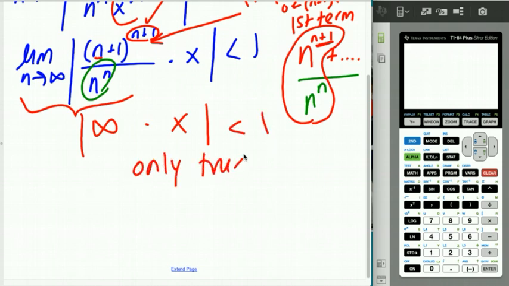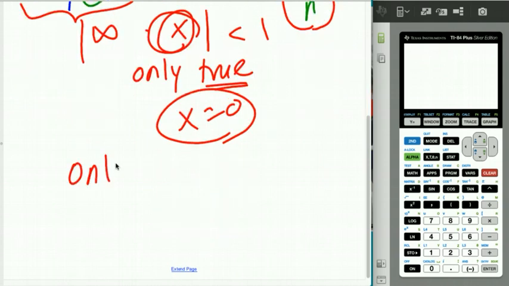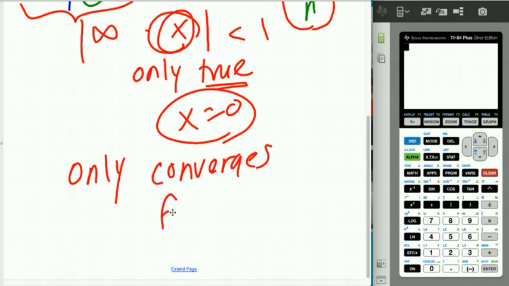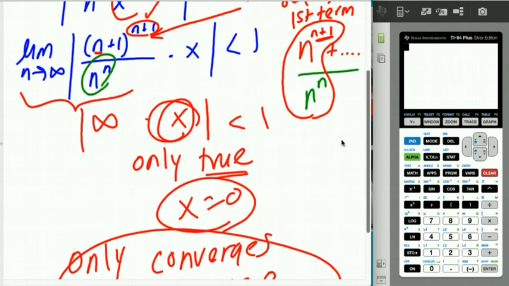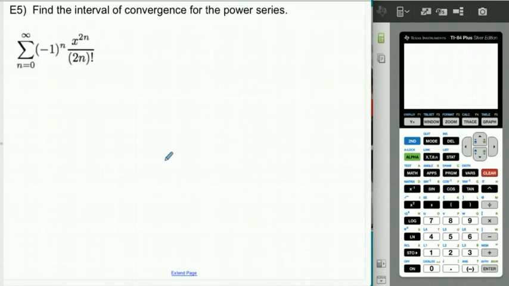This is only possibly true if this x value is 0. So this thing is only going to converge for the point x equals 0. It doesn't converge anywhere else, because any other number you put here would be infinity times that number, and if you multiply infinity by any number that's not 0, you get something infinitely large. So there you have it.